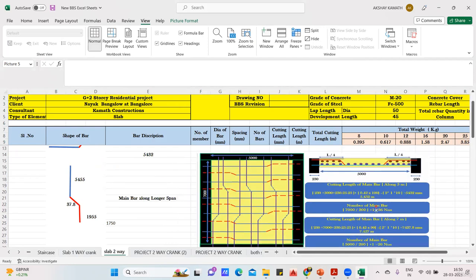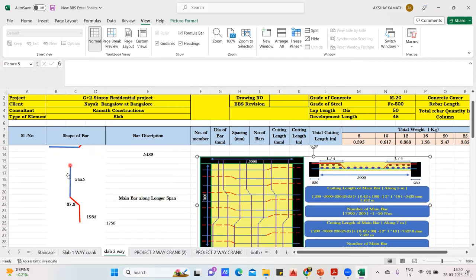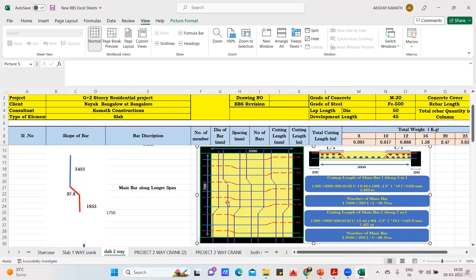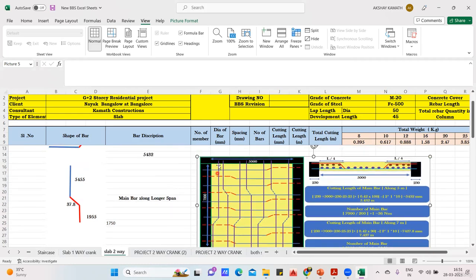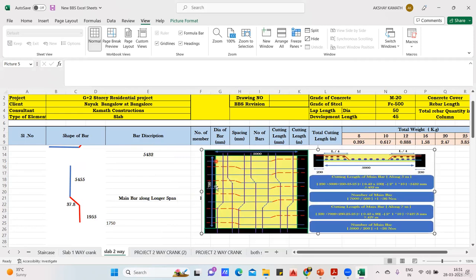Manually also, how much had I got? 5432 I got. Same thing I got here. Now again, this is your longer span bar. Since it's a two-way slab, it will go like this. So again, this straight portion I want to find, this portion from here to here.